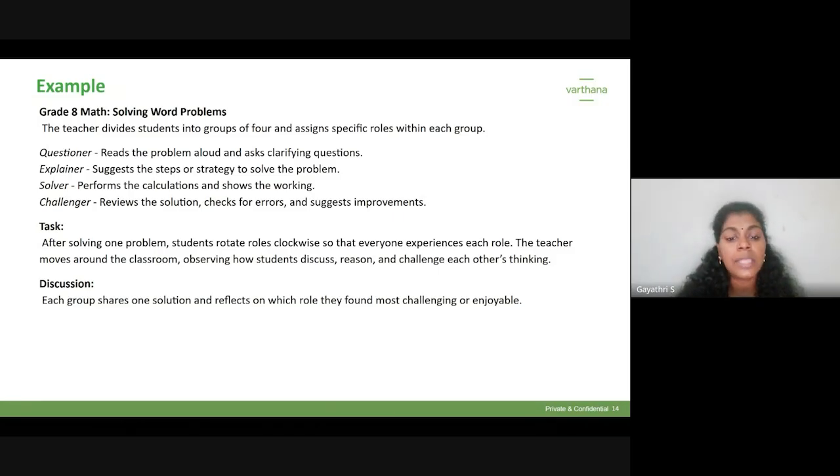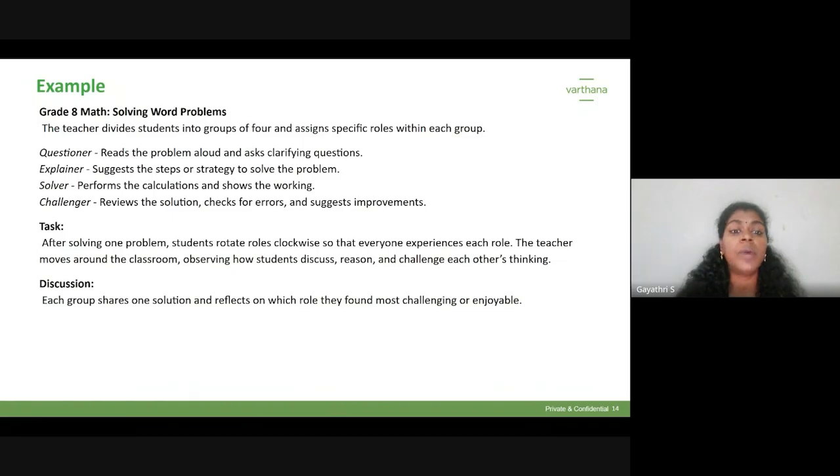So this is how they will approach a word problem. Once they have solved the entire problem, again rotate the roles for the next word problem. By this, every group gets an opportunity to play all the roles. Here, some children are good at solving the task, like maths problems, right? Whereas some find it very difficult to comprehend the question.